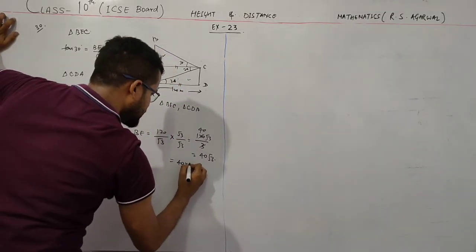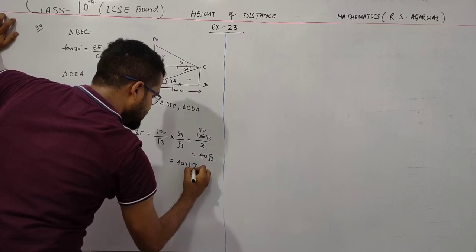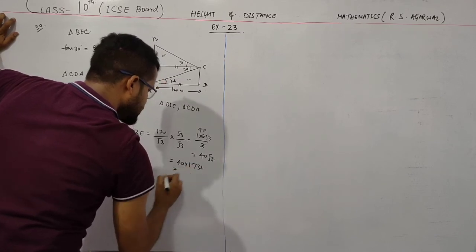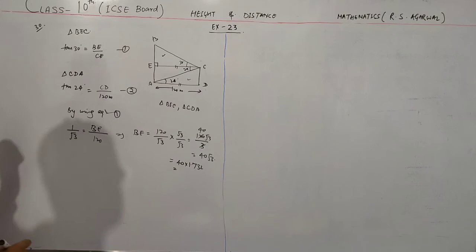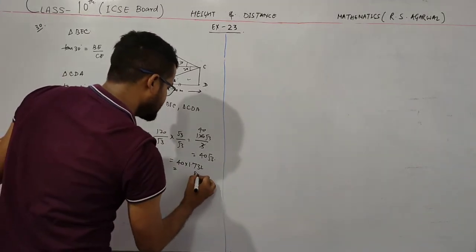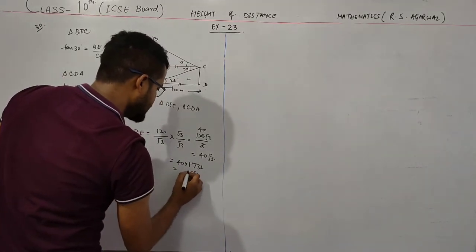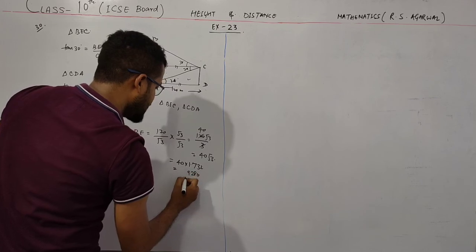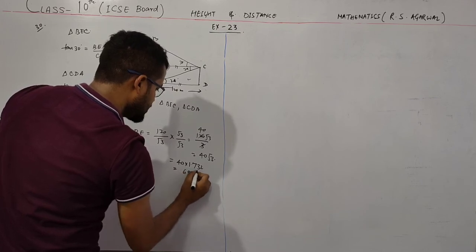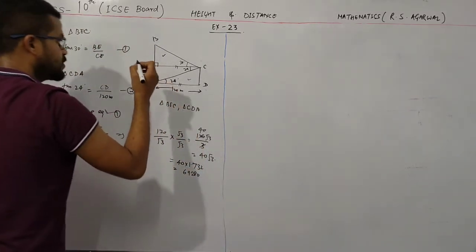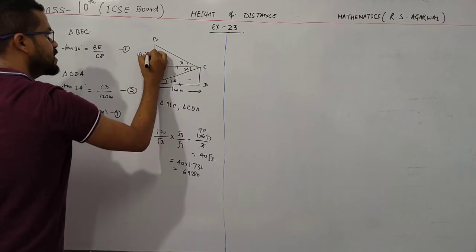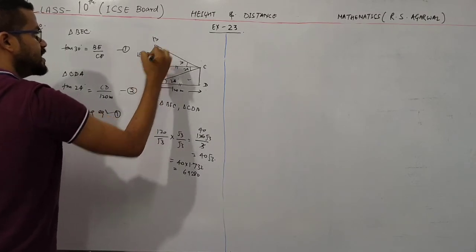If you want to convert this into a number, root 3 is 1.732, so this is 40 into 1.732. 4 2s are 8, 4 3s are 12, 7 4s are 28, 9, 69, 69.280. This is 69.280, this height, BE.